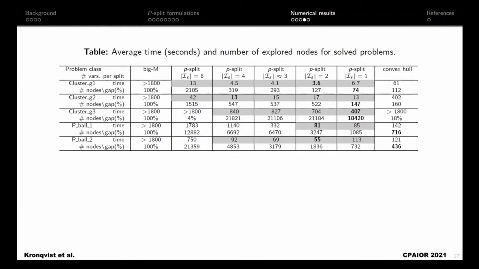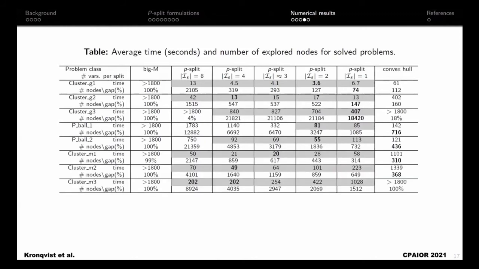The results are also similar for the P-ball instances. And for the larger clustering problems, we see a huge advantage of the intermediate Psplit formulations. For example, here we are able to reduce the average solution time from over 1000 seconds to just about 20 seconds.